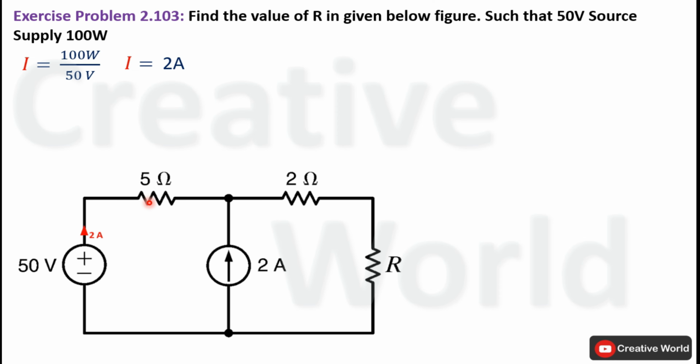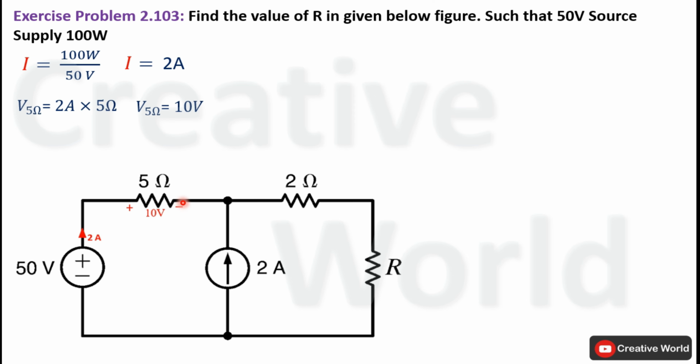So we can calculate voltage across this resistance using Ohm's law. Voltage across this 5 ohm resistance will be the product of 2 ampere and 5 ohm. It will become 10 volt. And polarity notation of this voltage will be positive terminal here and negative terminal here. Modify the network by indicating voltage polarity across this 5 ohm resistance with their value.